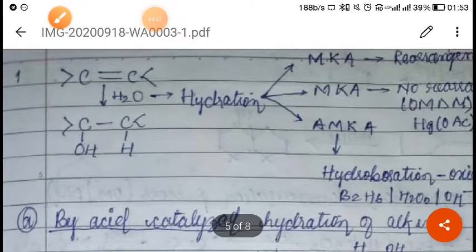Now next is anti-Markovnikov's rule, where we are using HBO, which is hydroboration-oxidation. For this we are using B2H6, H2O, H2O2, or OH-, right? So one by one we will see this.